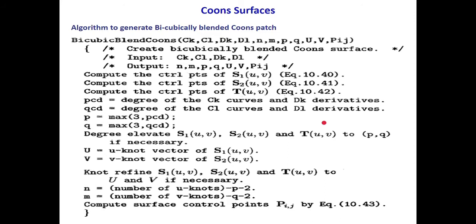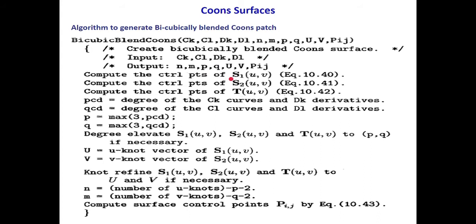Now, this slide shows us the algorithm which can be used to produce the bicubically blended Coons patch. So in this algorithm, we can see that CK, CL are the input arrays for the curves, and DK and DL represent the derivative field arrays. These all are the inputs, and all the remaining variables represent the output of the Coons surface.